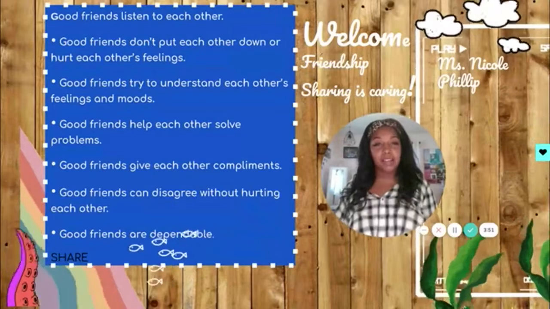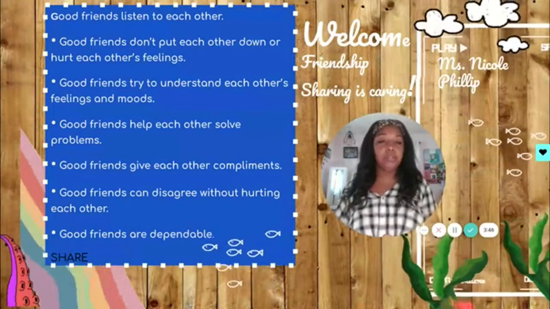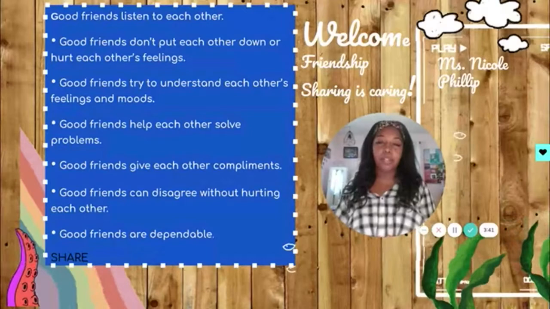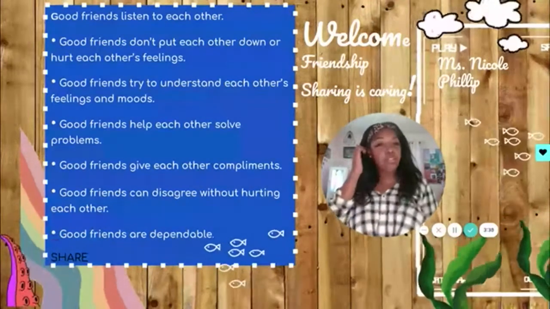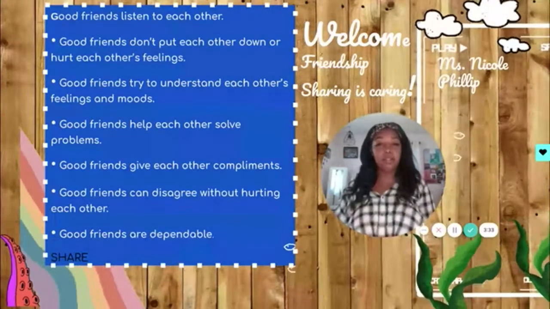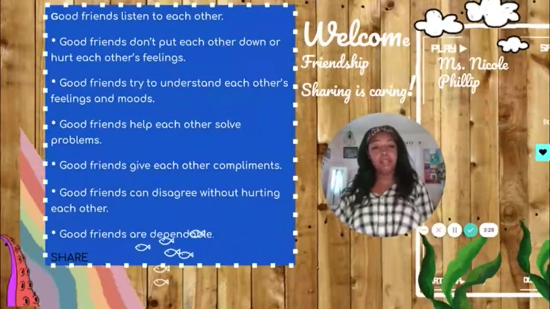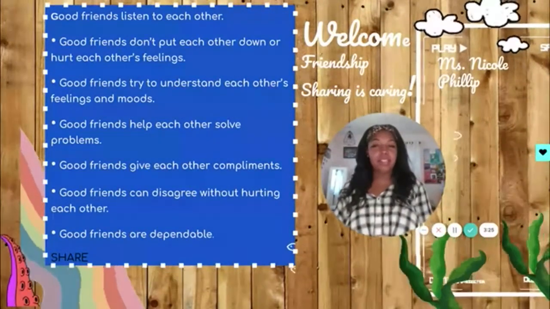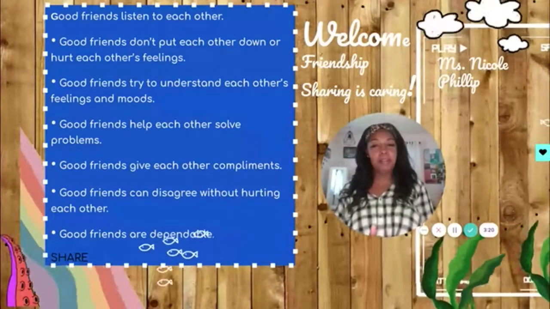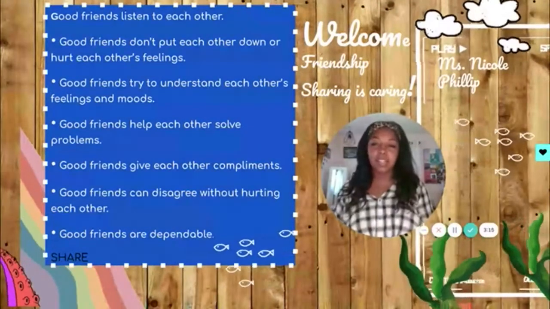So as we say here, sharing is caring. Some qualities of a good friend would include listening to each other. Good friends definitely don't put each other down or hurt each other's feelings. Good friends usually try to understand each other's feelings and moods, and good friends help each other solve problems. Sometimes a great friend will compliment you, and even though friends can disagree, you can disagree without hurting each other. And another great quality about being a good friend is being dependable. But today we're going to really zero in on sharing.